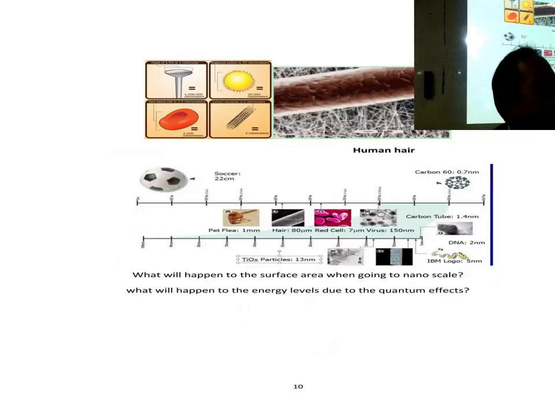So, what is the nano size? 10 to the minus 9 meter. So, what is the speciality of nano? Why are you not talking about 10 to the minus 8? Why are you talking about 10 to the minus 9? Why not 10 to the minus 10? Right? What is the speciality of 10 to the minus 9? Obviously, curiosity should come to your mind.